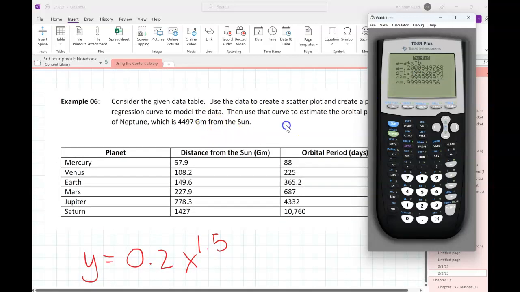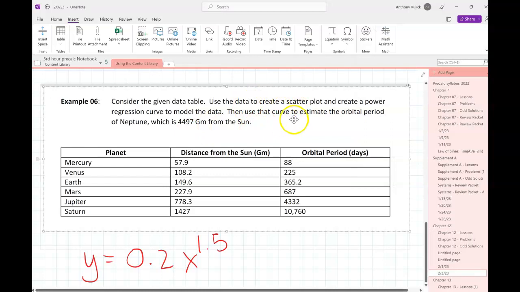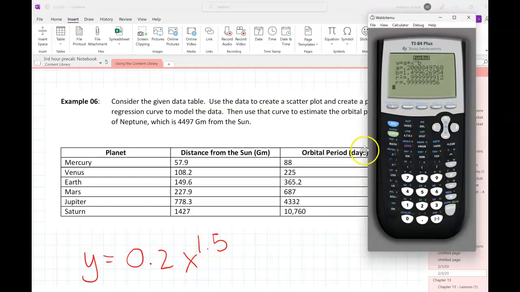And then the question asks me one more thing. It says, then use that curve to estimate the orbital period of Neptune, which is 4,497 gigameters from the sun. So that's an x value. So I'm going to just plug that in for x. I'm going to use the y1 command to do that so that I get all the decimals and I get as precise of an answer as I can.